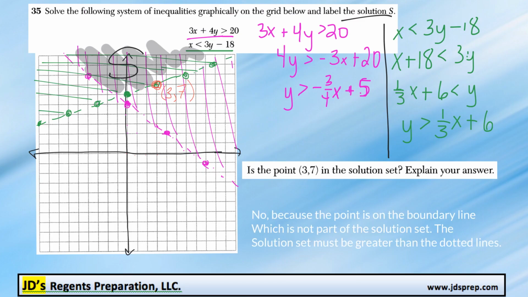So an explanation for the answer, I would say something along the lines of no, the point is not part of the solution set because the point is on the boundary line, which is not part of the solution set. The solution set must be greater than the dotted lines. And that would be a pretty good explanation.